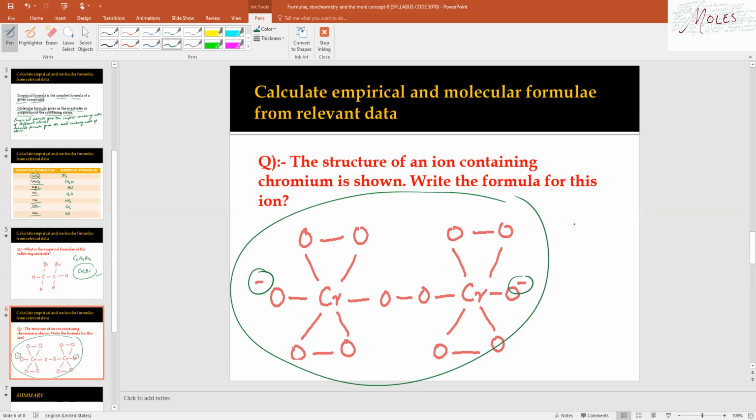Start counting. It's Cr, 2Cr, Cr2. Start counting oxygen. 1, 2, 3, 4, 5, 6, 7, 8, 9, 10, 11, 12. Cr2O12. But there is a minus charge also on both oxygen atoms, so we have to write -2 on top.